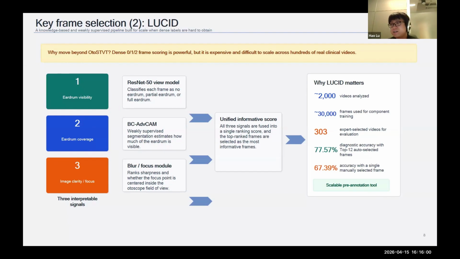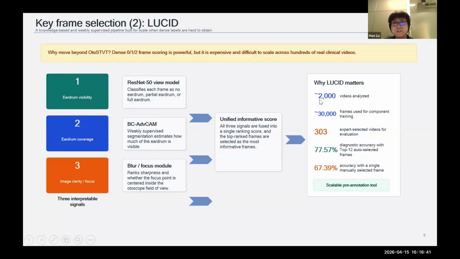Say in this picture, the eardrum covers a very large part of the image, to make sure the eardrum is not too small to see and hard to do the clinic diagnosis. By combining all these three small models, we can get a uniform informative score. And by ranking this score, we can select the top ranked frames. So our model can only use these highly informative frames, and then we can do a very good diagnosis.